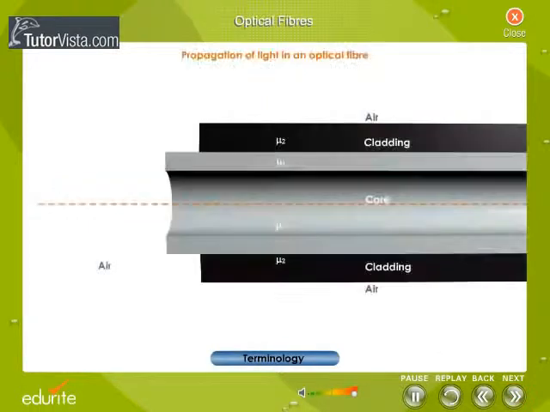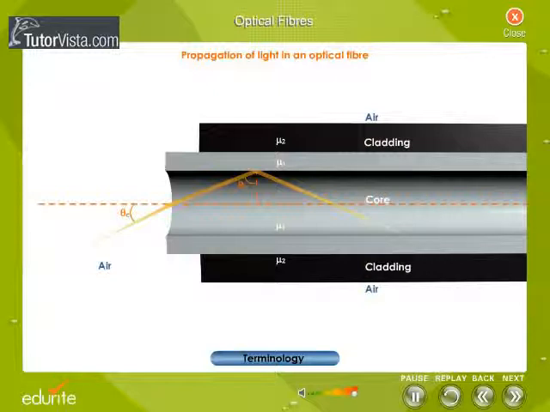Propagation of light in an optical fiber. Let a ray of light be incident on the fiber, making an angle theta c with the axis as shown here. It gets refracted into the fiber. Let the refracted ray make an angle theta I at the core and cladding interface. If theta I is greater than the critical angle theta c, then the ray suffers total internal reflection. So all the energy in the ray of light is reflected into the core and none escapes into the cladding.